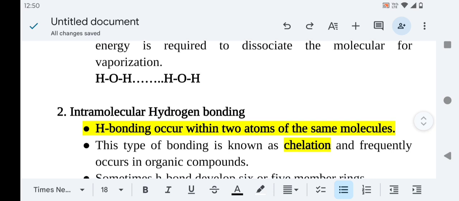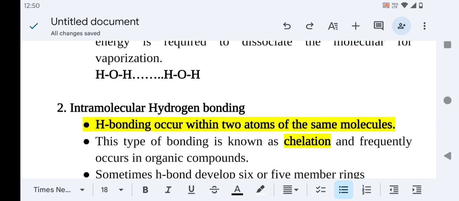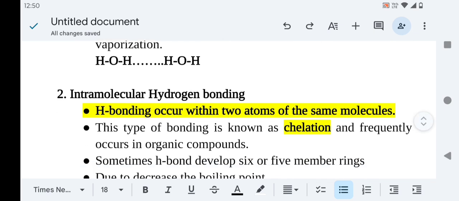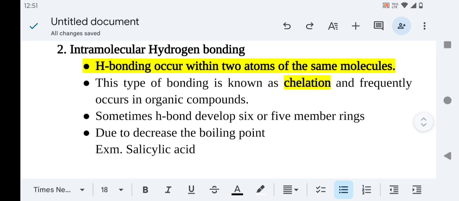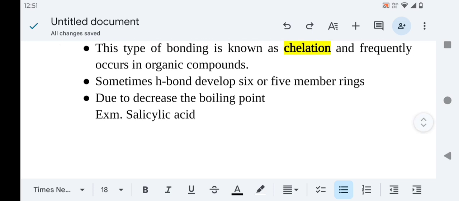H bonding occurs within two atoms of the same molecule. This type of bonding is known as chelation and frequently occurs in organic compounds. Sometimes H bonds develop 6 or 5 member rings, which decreases the boiling point.